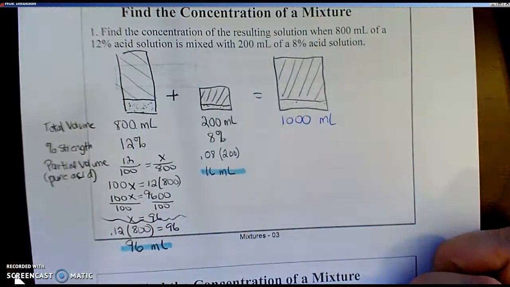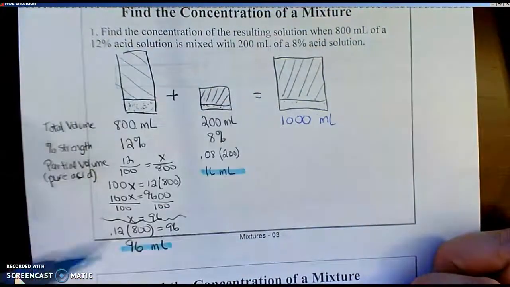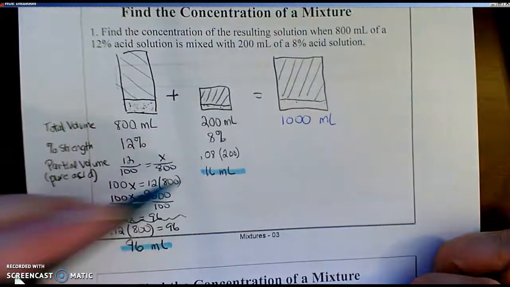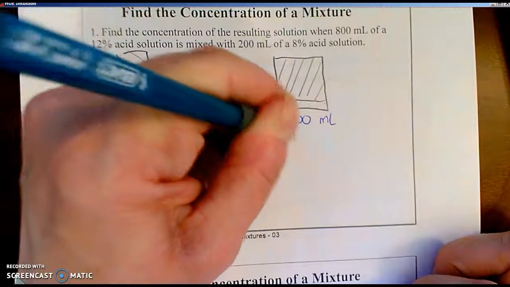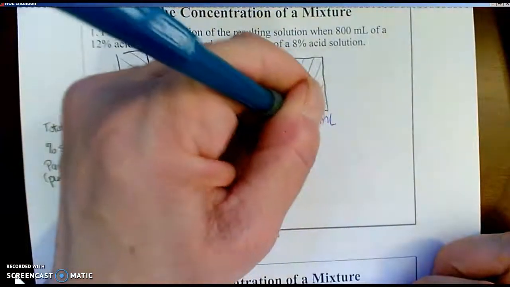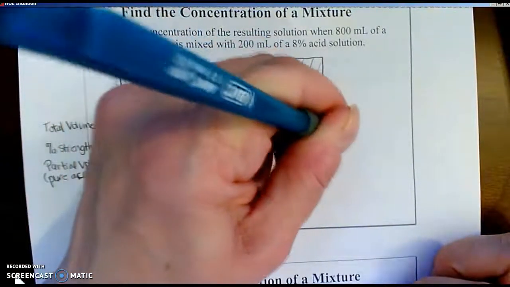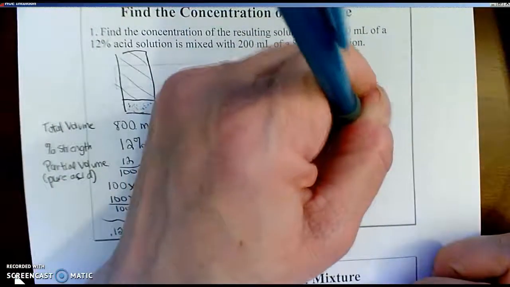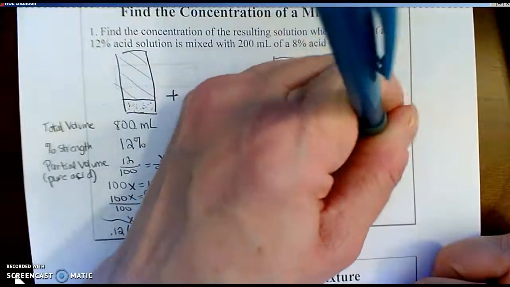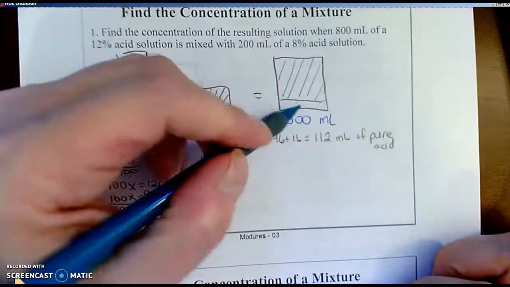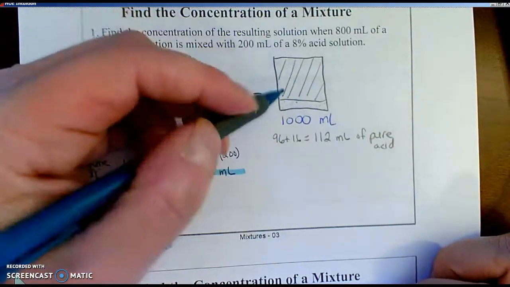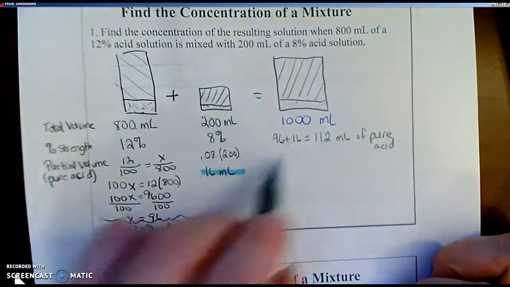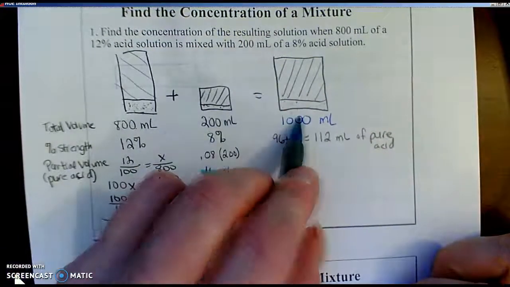Now, if we were going to make the mixture from scratch, we would start with 96 plus 16. 96 plus 16 is 112 milliliters of pure acid. So that's what these dots represent here: there's 112 milliliters of pure acid and the rest of it's water, and it adds up to 1,000 milliliters, which we knew because of mixing these two up.